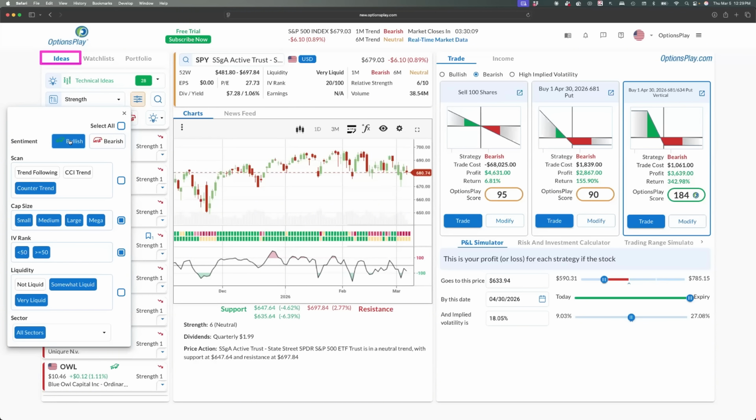So buying the dip is obviously a bullish idea. And what we're going to do for the scan is only select the counter trend scan, because that's going to allow you to identify these exact price extremes that I'm talking about.